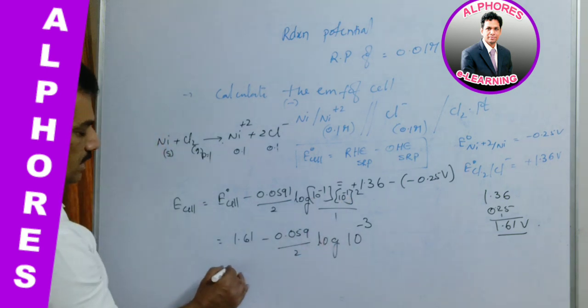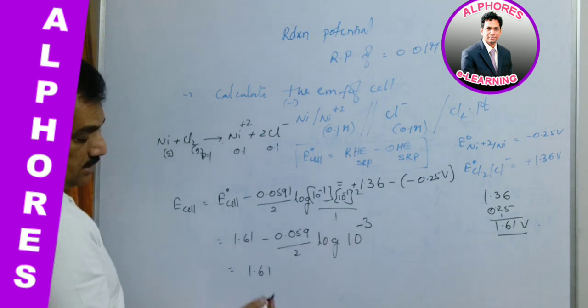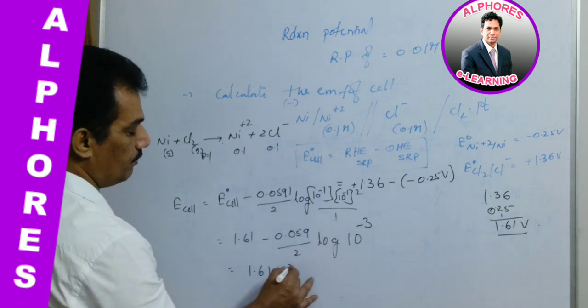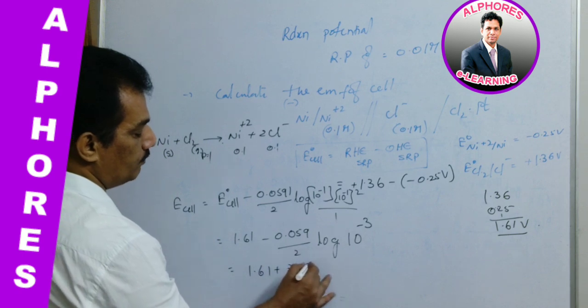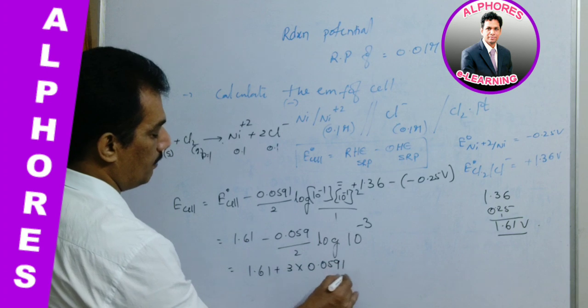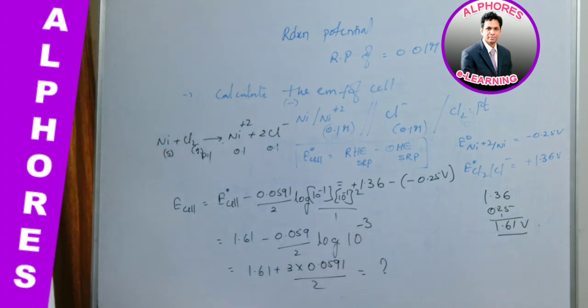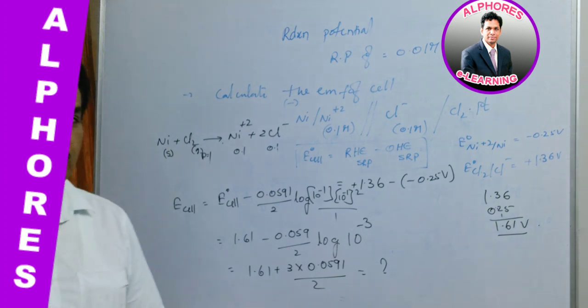And that's why we are getting... Now it is nothing but 1.61, minus of minus is plus, 3 into 0.0591 by 2. Whatever answer you are getting, you solve it. Are you clear with this one?